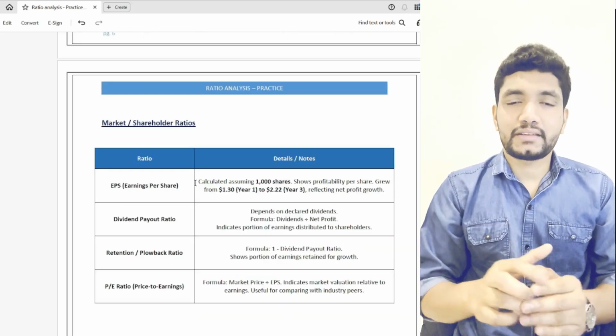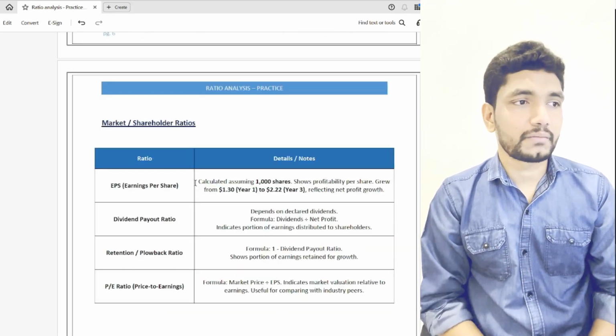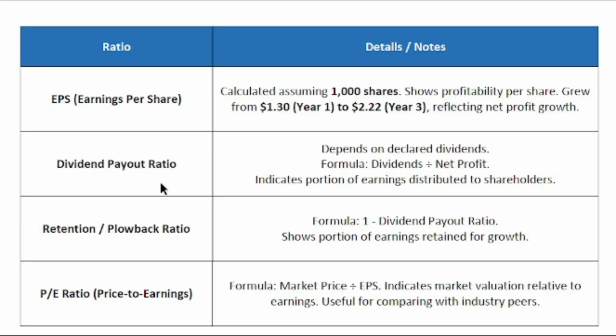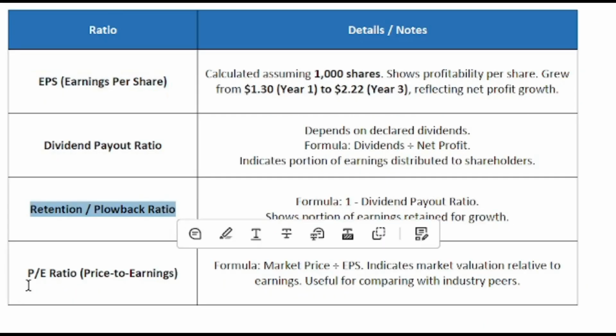So let's move into the next category of ratio, that is market ratios. Important ratios are EPS, that is earning per share, and the dividend payout ratio, retention or plowback ratio, and PE, price to earning ratio.